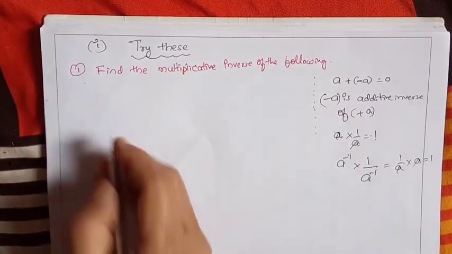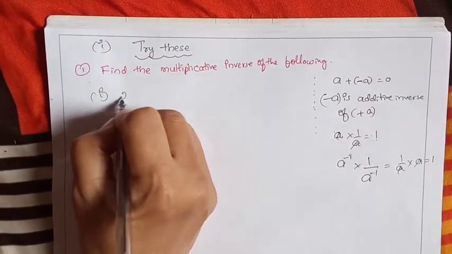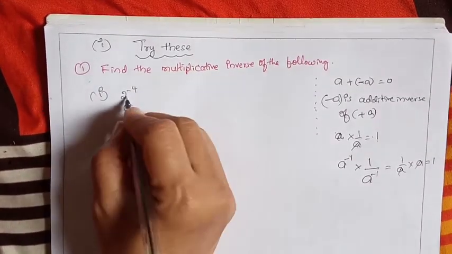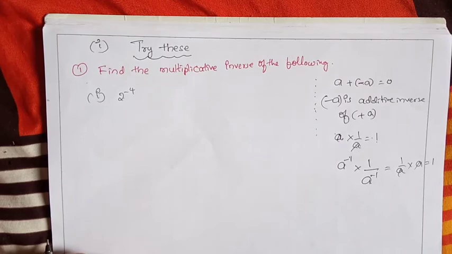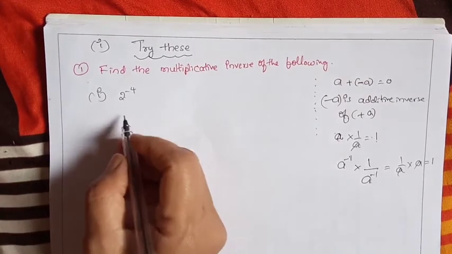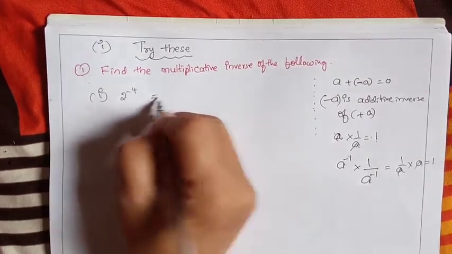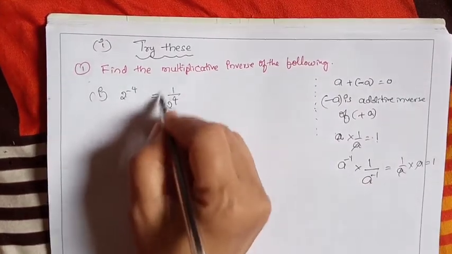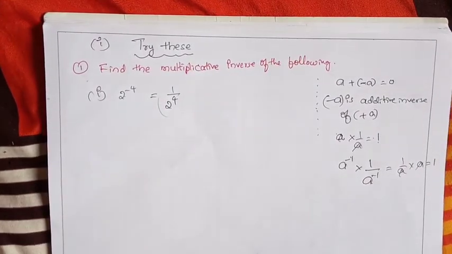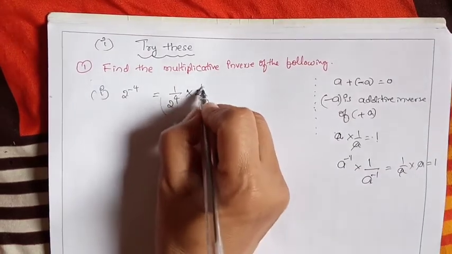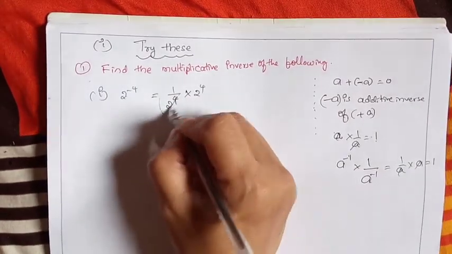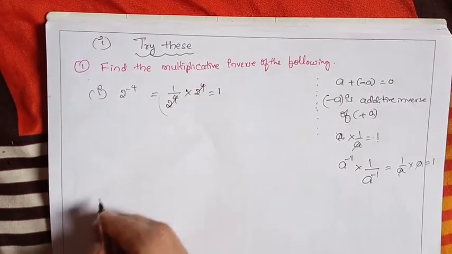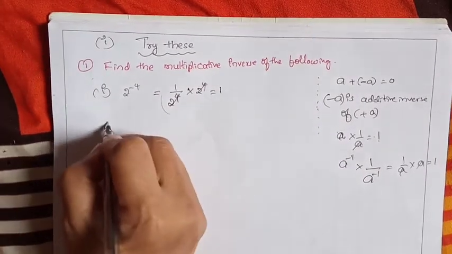Okay, like that, the first one, 2 to the power minus 4. The inverse of 2 to the power minus 4 is what? 1 by 2 to the power 4. What is 1 by 2 to the power 4's inverse? It is 2 to the power 4. Here we can cancel this and we will get the answer 1. Okay, like that you have to write the remaining.